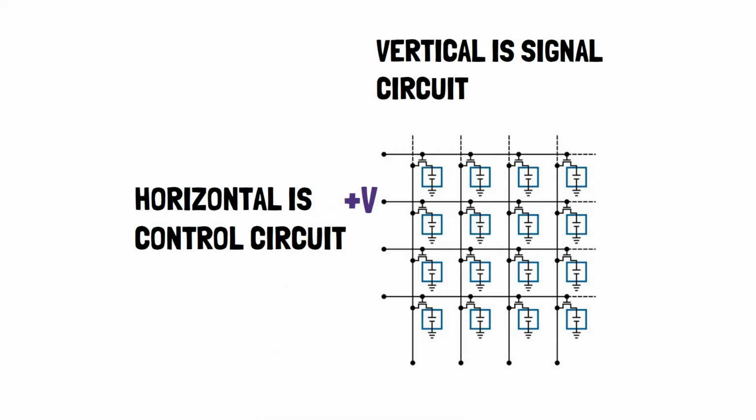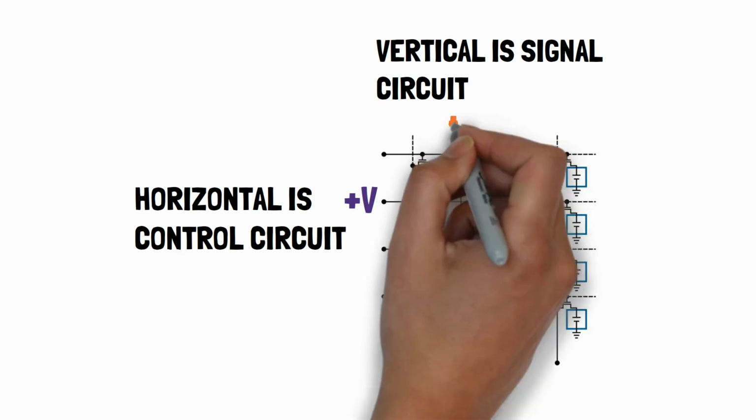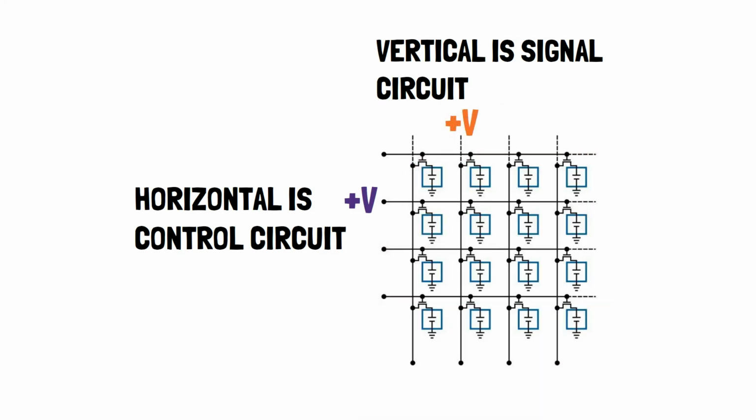So if I apply voltage on the horizontal or the control circuit, all the pixels in that row will be selected. And now when I provide the signal to the vertical or the signal wires, the color information will be captured by that pixel and the pixel will glow in that respective color.